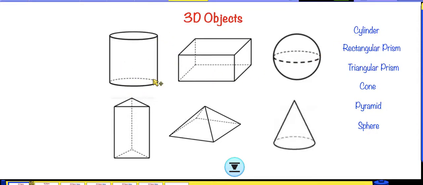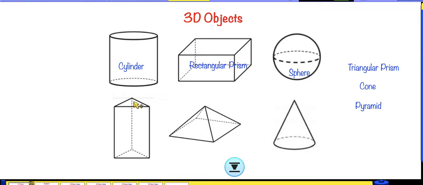So let's see the first one. When you see a top circle and a bottom circle, we know this is going to be a cylinder. If you see rectangles around the shape, each side we call a face, so this one is a rectangular prism. And let's see this one. If you cut it, you will see a circle, later we'll learn that word, cross section. So this is a sphere.